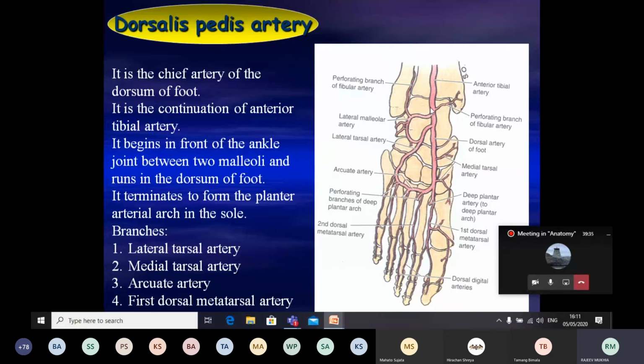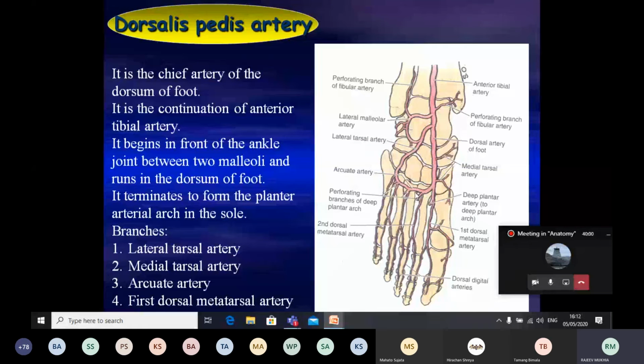Now it begins in front of the ankle between the medial malleolus and the lateral malleolus. Now it is passing onto the dorsum of the foot. Then it will continue as this arcuate artery. This will give the following branches: medial tarsal artery and lateral tarsal artery. The medial tarsal artery will take part in the medial malleolar network. The lateral tarsal branch will take part in the lateral malleolar network.